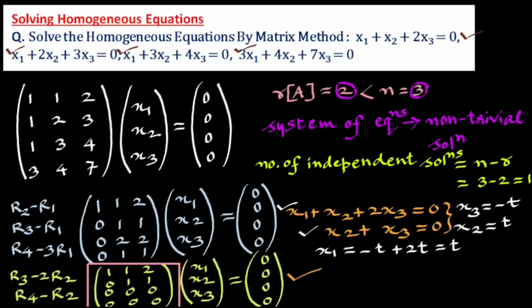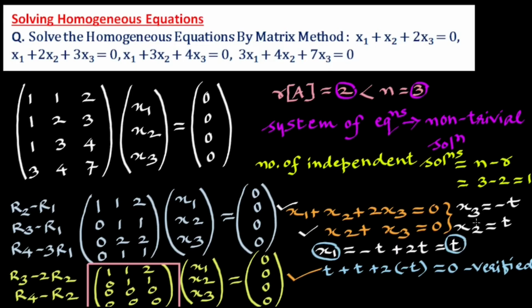Let us verify the first equation. x1 is t plus x2, which is t again, plus 2 times x3, which is minus t. So here we get 2t minus 2t, 0, verified. You can verify the remaining three equations for the correctness of the values of x1, x2, x3. So our solutions are x1 equals t, x2 equals t and x3 equals minus t, where t is a parameter.